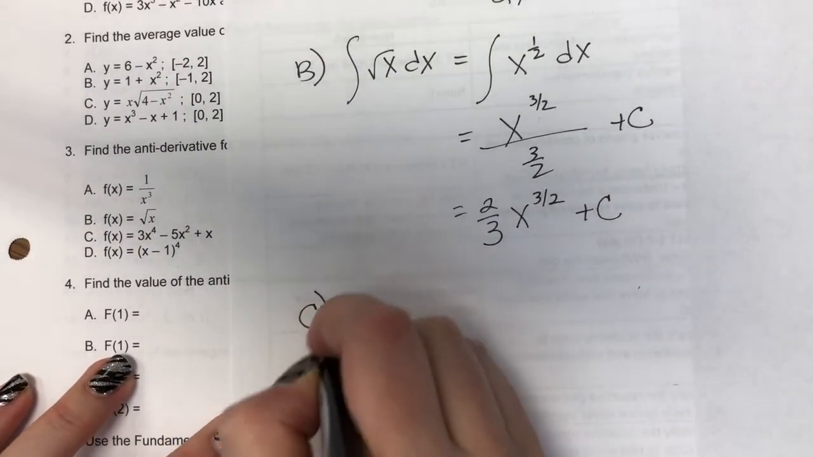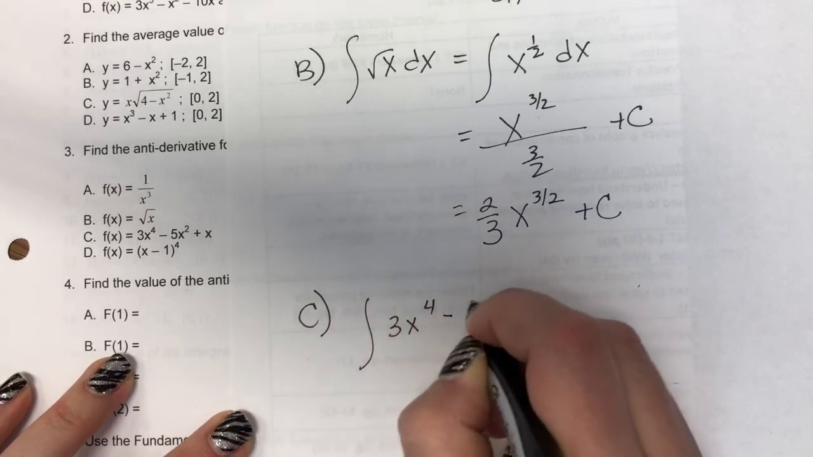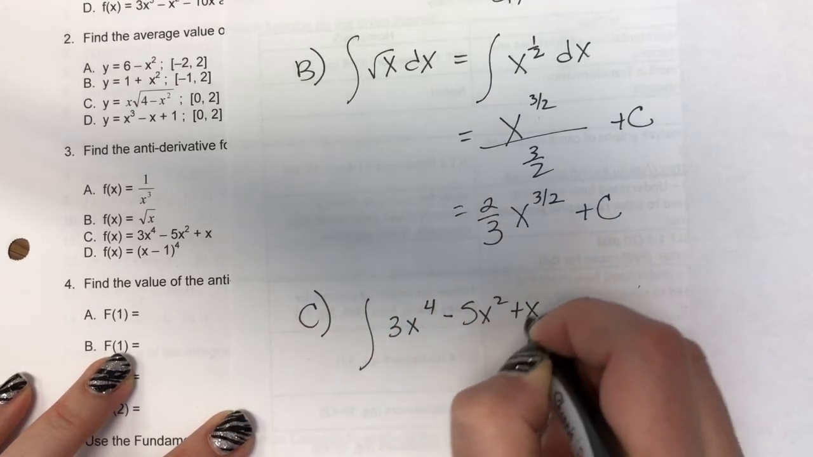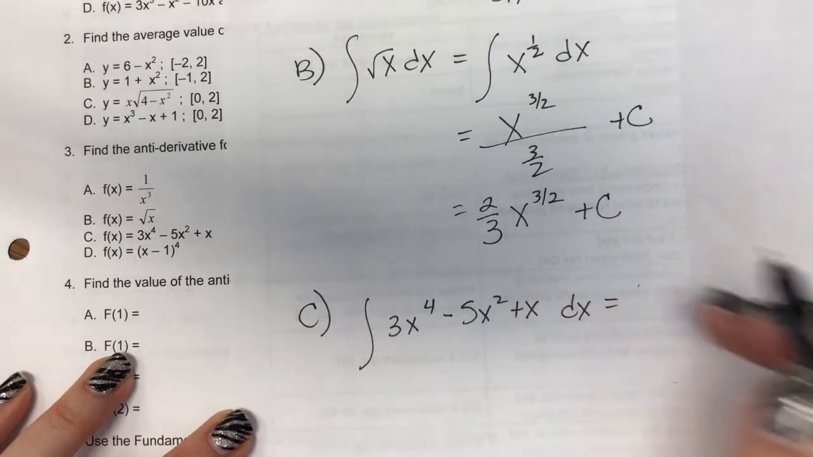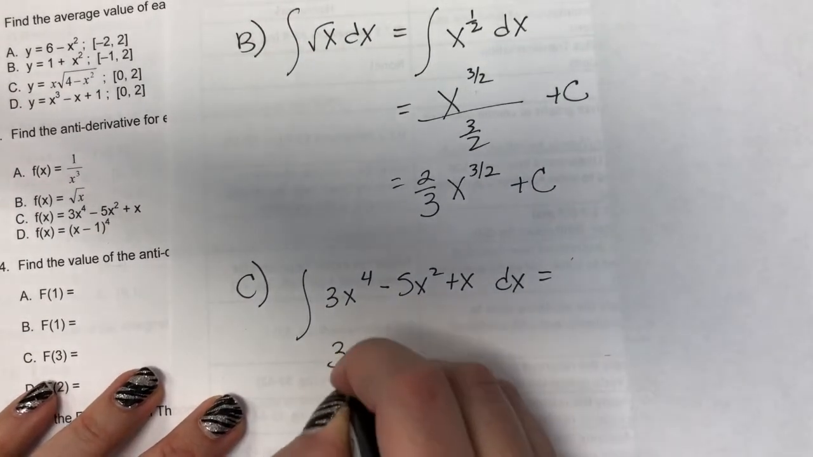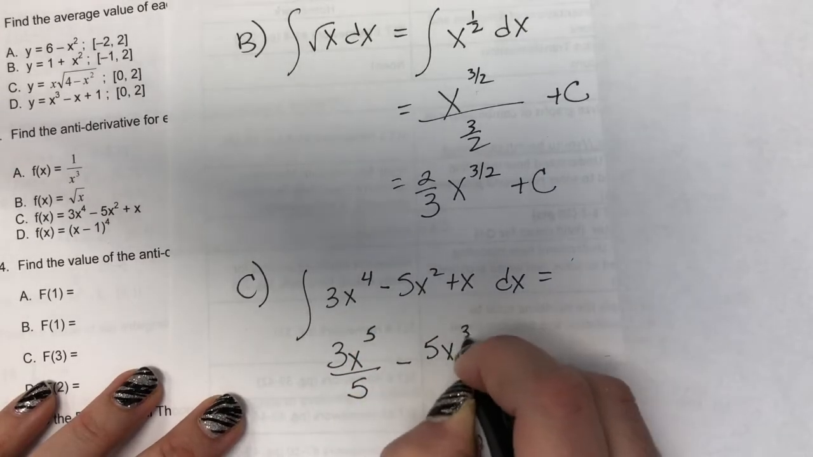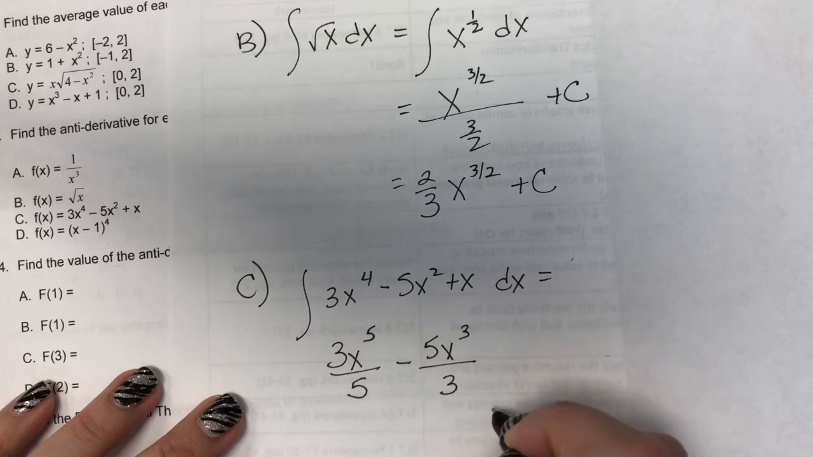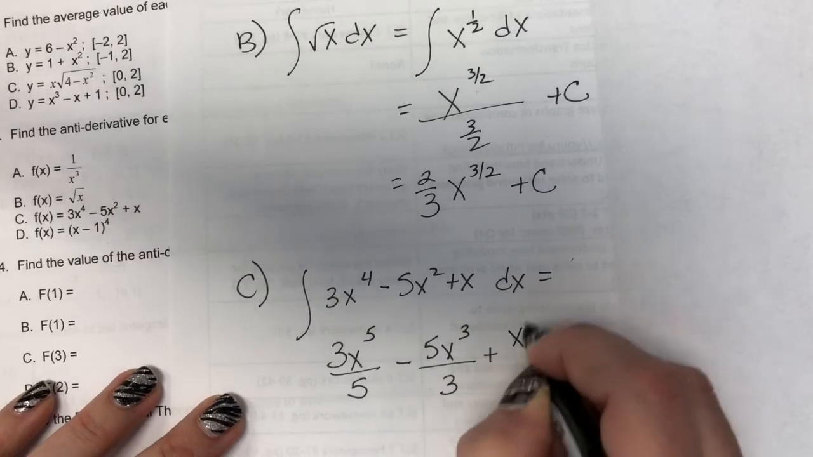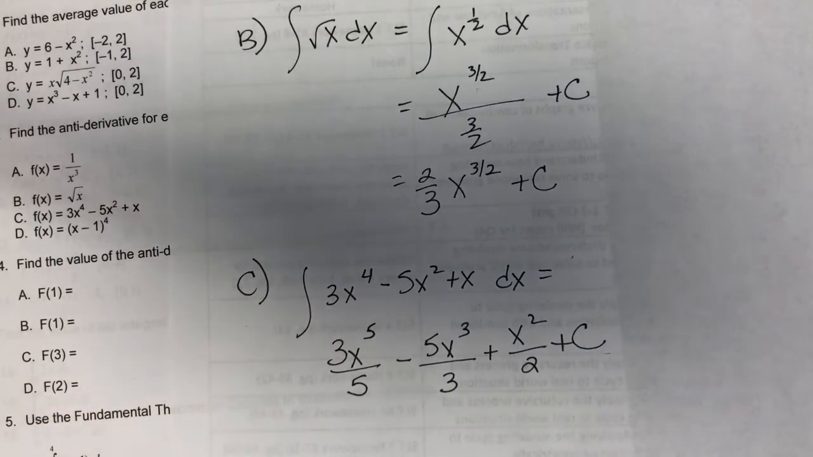All right, C is getting nicer. Add 1 to the exponent divided by the exponent plus c. And there's really not much more you can do to that.